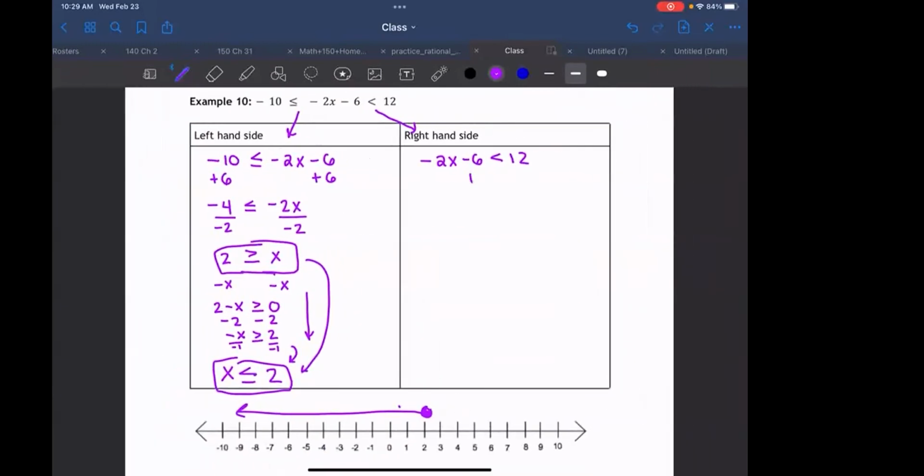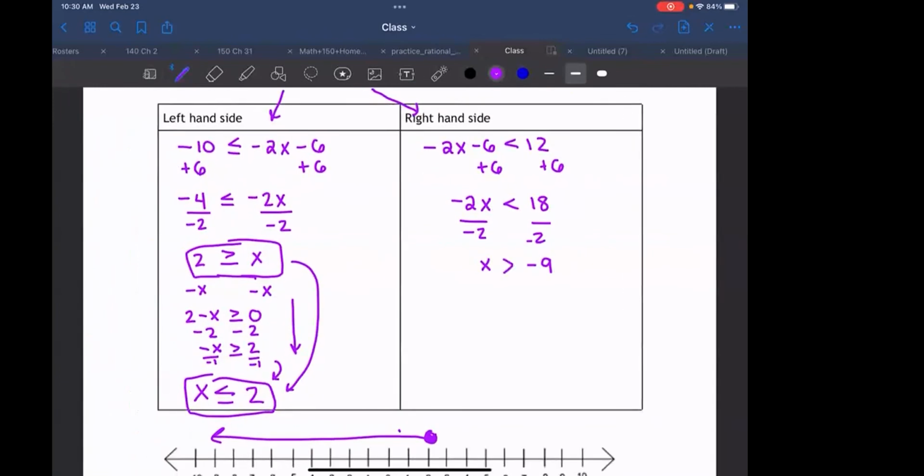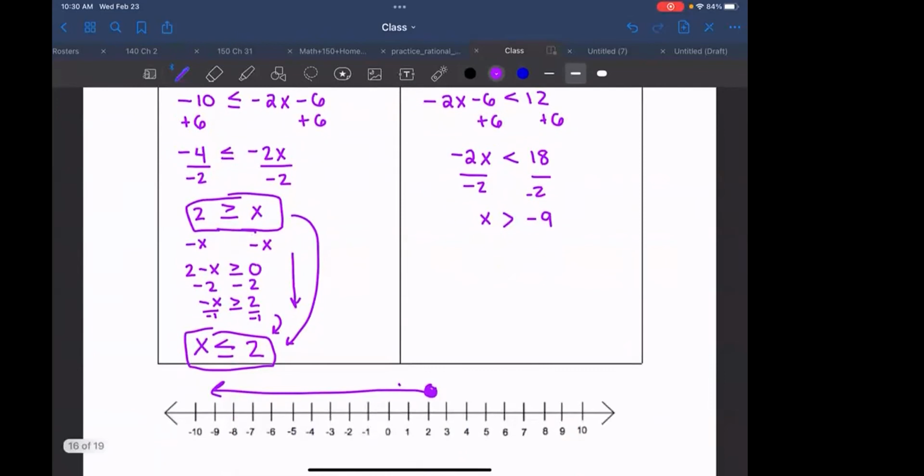Same steps, right? We add 6 to both sides. So we get negative 2x is less than 18, okay? Then we divide by negative 2. So we get x is less than negative 9, right? Is that right? Yep. But we have to flip the sign, right? So this becomes, oh no. Oh my God. There we go. x is greater than negative 9 now because we divided by a negative number. Okay. And I guess x is on the left here, so we don't really need to rearrange anything, right? Okay. So let's graph this part of the equation.